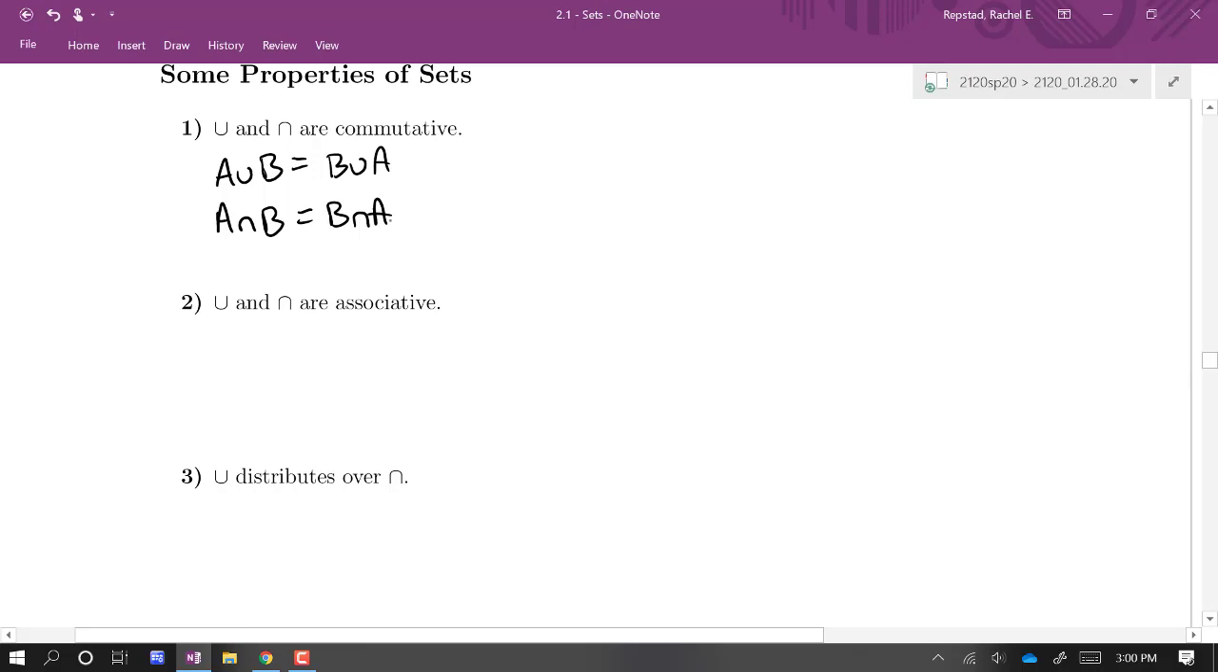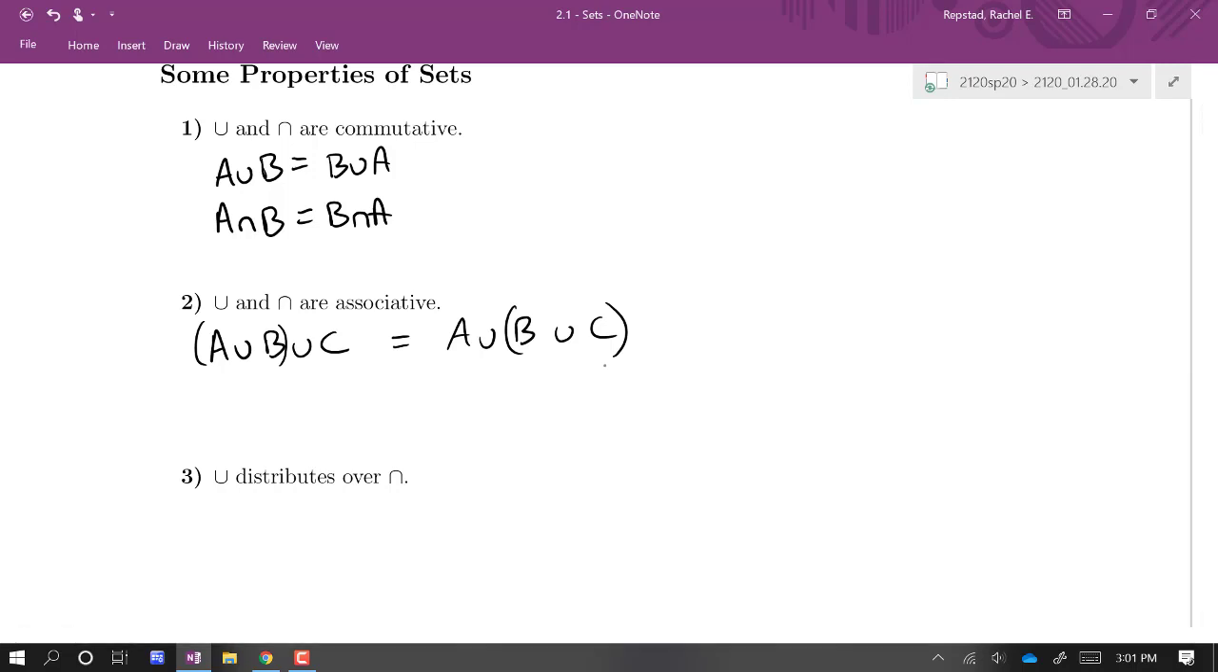Union and intersection are both associative. Does anybody remember this one? This one's a little bit, maybe not as obvious. Associative, like as a word, just doesn't ring bells usually. So let's say I want to union 3 sets. Associative means it doesn't matter if I find A union B first and then union it with C, or if I first find B union C and then union it with A. Notice it's unions all throughout. I'm just changing the grouping. And then the same is true for intersection.